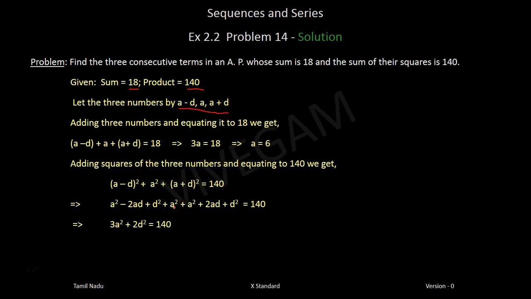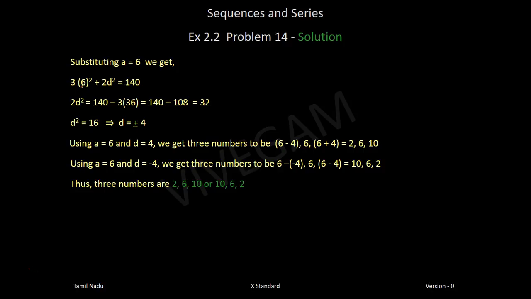So you will get a square plus a square plus one more a square, that is 3a square, and d square plus d square is 2d square, equal to 140. We know a equals 6. Substitute that value and simplify. We get 3 into 6 square plus 2d square equals 140, so 2d square equals 140 minus 3 into 36, which is 108. 140 minus 108 is 32. So d square equals 16, and d equals plus or minus 4.